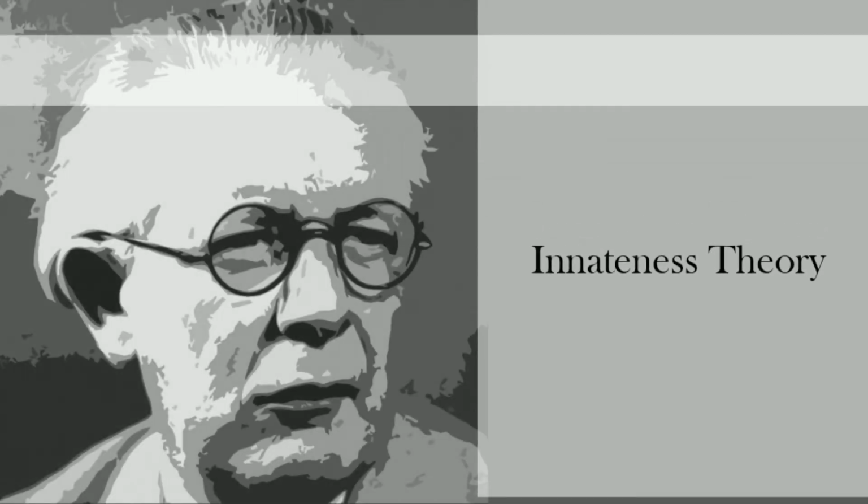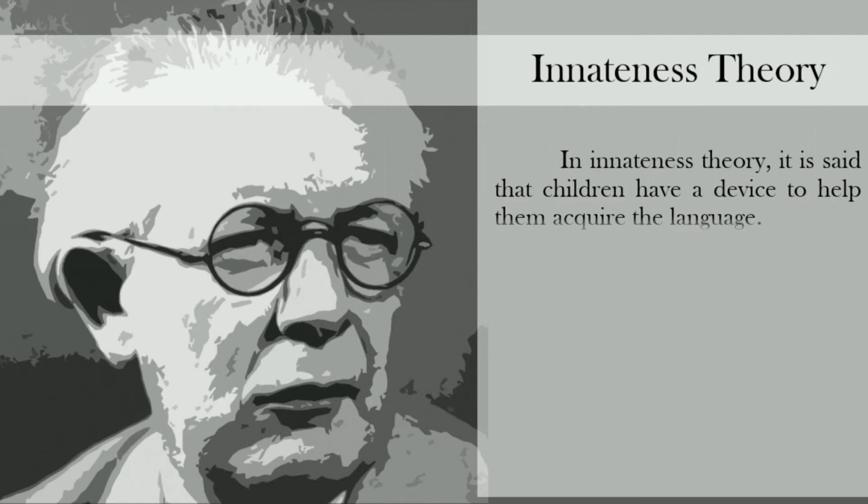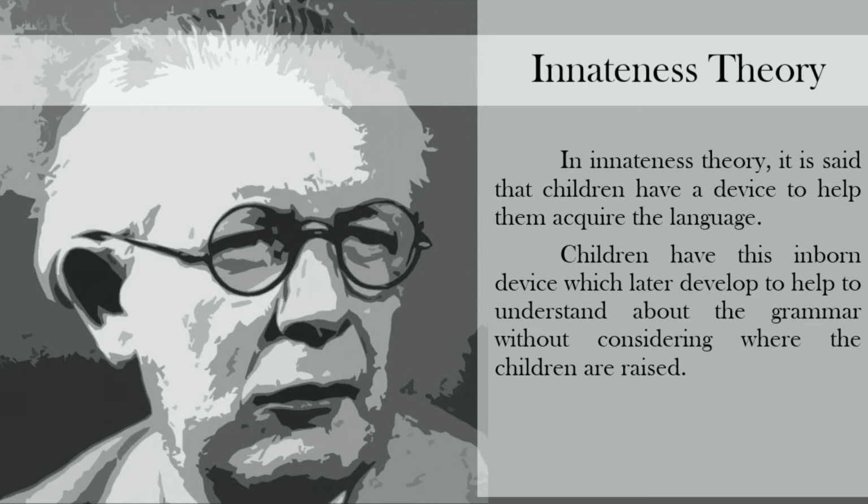The next is innateness theory. The theory of innateness is also found in the story. It relates to the theory which says that children have a device to help them learn language. This device is biologically created in children's brains and aims to help them in learning language. The theory also explains that children have this inborn device, which later develops to help them understand grammar without considering where the children are raised.